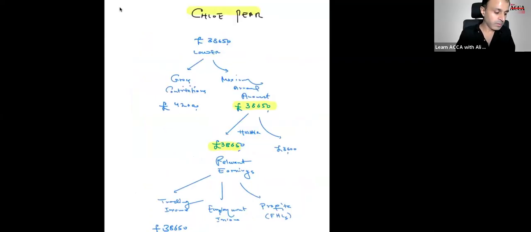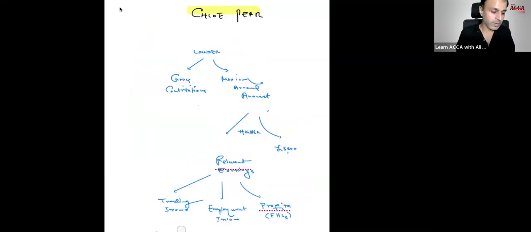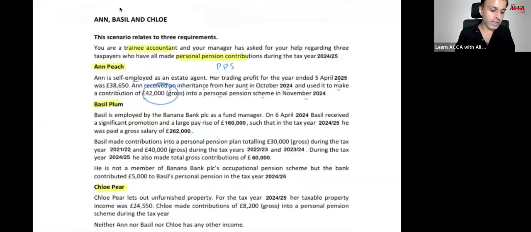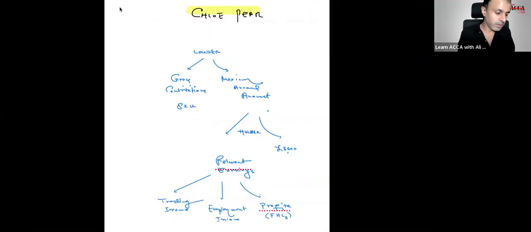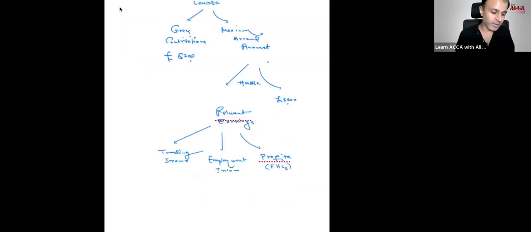We'll work the amount. Claw Pair lets out an unfurnished house property. For the tax year, her taxable property income was 24,550. Claw made a contribution of 8,200 into a personal pension scheme during the year. So this is the contribution that he has made, and his income from property was 24,550. And this is not relevant.